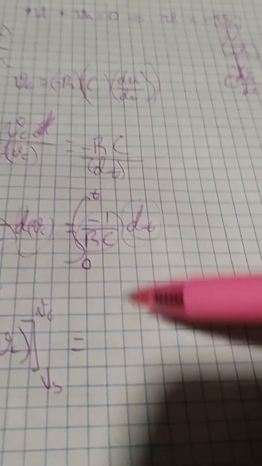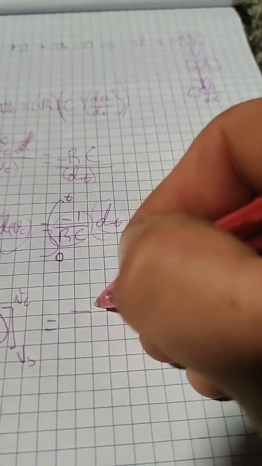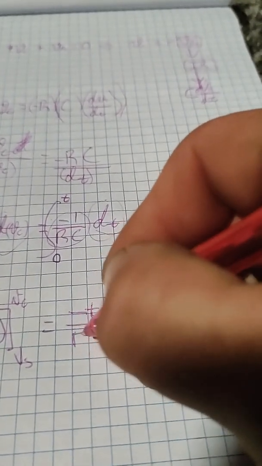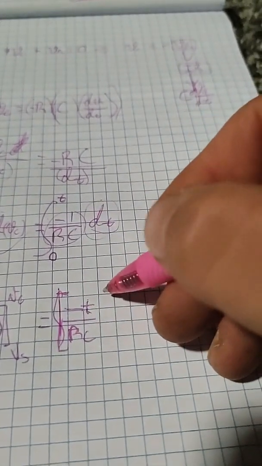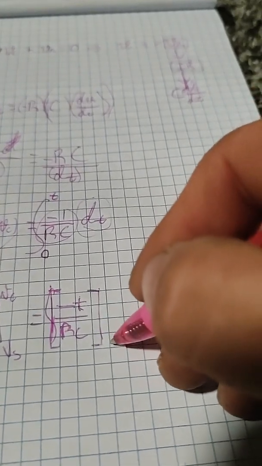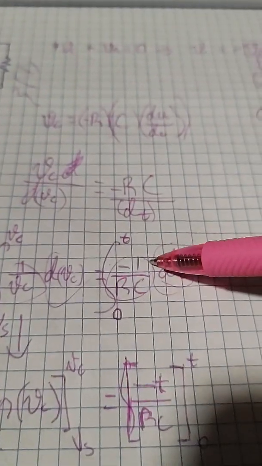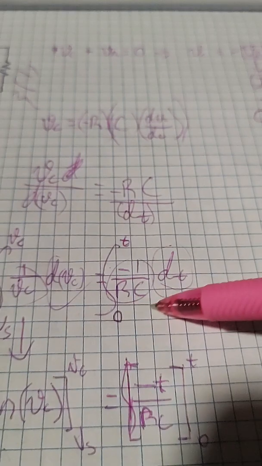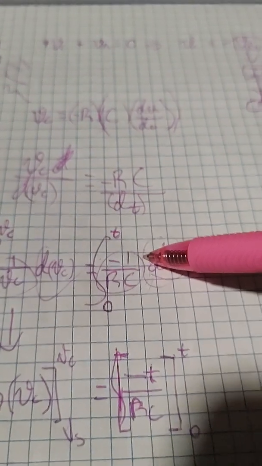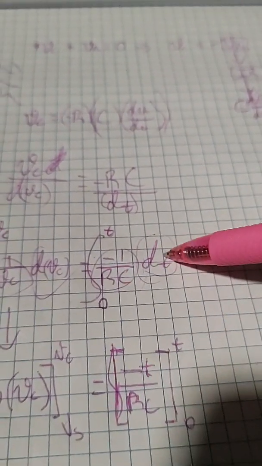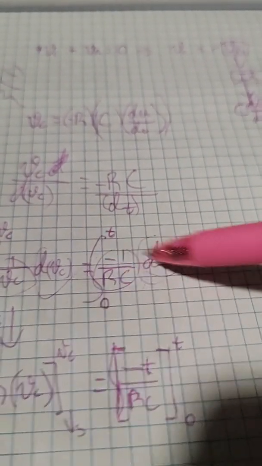And so negative 1 over RC becomes negative T over RC. Nope, and then we're evaluating this from 0 to T. So that becomes T because this is a constant at this point. R times C, 1 over R times C is a constant. And so the antiderivative is just the variable that you're working with times this constant. So negative 1 times T, okay?